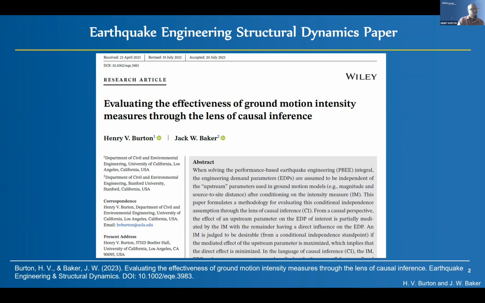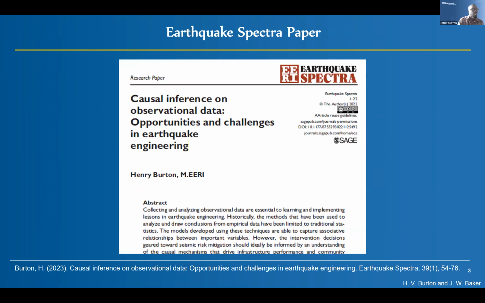The paper was recently published online in Earthquake Engineering and Structural Dynamics, which is the journal of the International Association of Earthquake Engineering. As a quick side note, the study is part of a larger effort of our group at UCLA to advocate for the use of causal inference principles and methods in earthquake engineering more broadly. This paper, which was published in Earthquake Spectra, discusses the opportunities and challenges in our field for implementing causal inference on observational data.